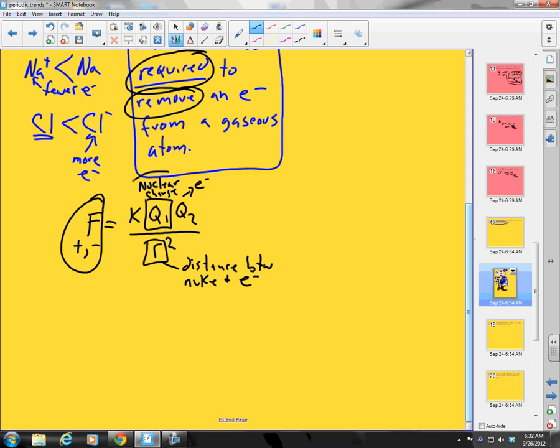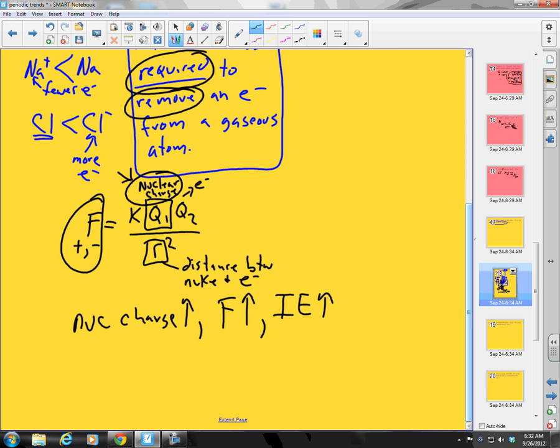Well, first of all, nuclear charge. If my nuclear charge increases, then what happens to the force? This is up in the numerator, so my force of attraction increases. If my force of attraction increases, is it easier or harder to remove the electron? If the force of attraction is greater, that means the nucleus is holding on to that electron tighter, which means it's harder to remove, which means my ionization energy increases.